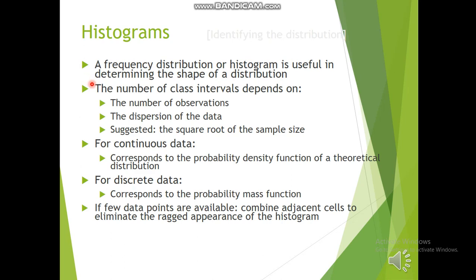So the number of class intervals depends on the number of observations and the dispersion of the data. For example, if you take continuous data, it corresponds to the probability density function of a theoretical distribution. For discrete data, it corresponds to the probability mass function. If you have few data points, then you have to combine the adjacent cells to eliminate the ragged appearance of the histogram.